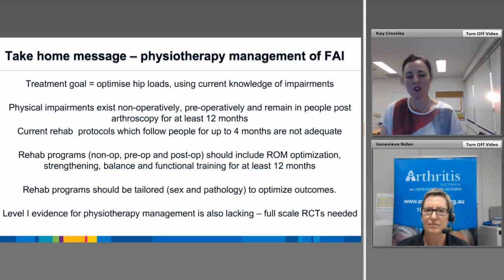But if they don't have great specificity, a positive test doesn't necessarily mean that the patient does have impingement pathology. So those special tests are good to rule patients out for having impingement pathology, but a positive test doesn't necessarily rule the patient in. So it's a combination of symptoms, radiology, and also clinical tests.